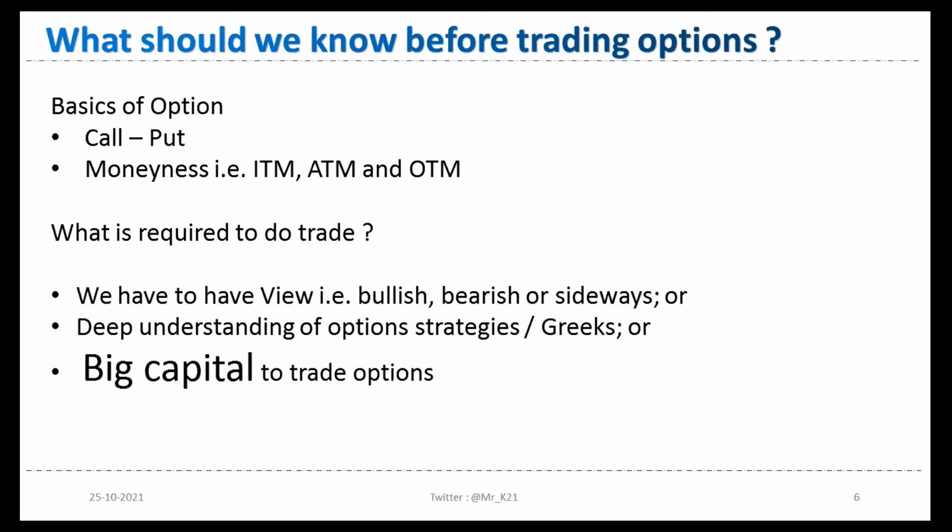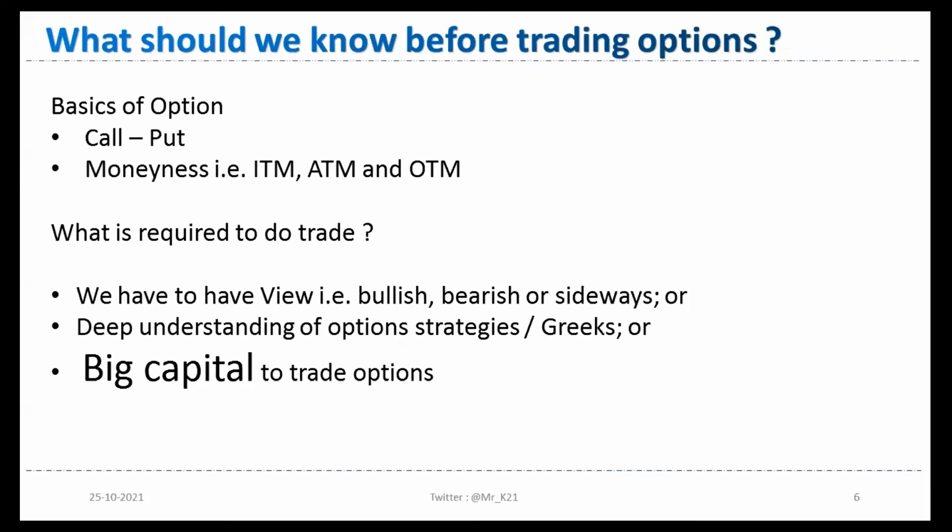Now, what is required to trade? As I mentioned earlier, you have to have your own view. You should know whether the market is going up, going down, or sideways. Or you should understand option strategies. There are a lot of complex and easy strategies available, like spreads, buying spread, selling spread. There are butterflies, iron condor, iron fly. This kind of option strategy you should understand.